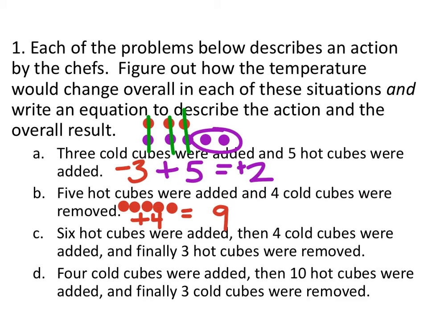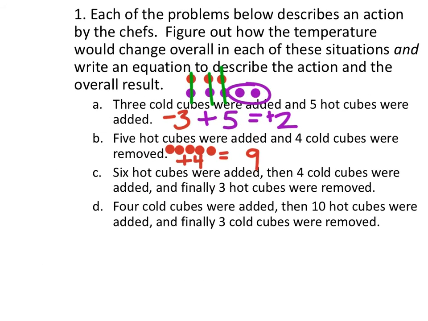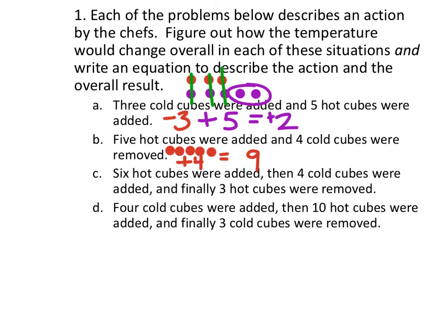So part C, 6 hot cubes were added. I apologize. I'll show that in part B. So it starts out with 5 hot cubes added, and then 4 cold cubes removed. Since it's being removed, we show it as subtraction of the 4 negatives like this. So we're subtracting negatives, which again is the same thing as adding positives.